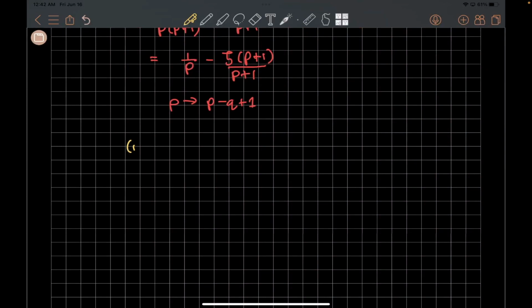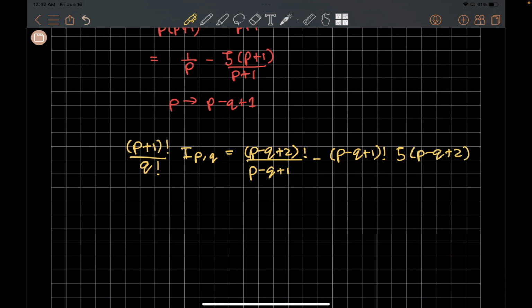So finally we get p plus 1 factorial over q factorial times p minus q plus 2 factorial over p minus q plus 1, minus p minus q plus 1 factorial zeta of p minus q plus 2, minus the sum j equals 1 to q minus 1 of p minus j plus 1 factorial q minus j plus 1 factorial zeta of p minus j plus 2 minus 1.